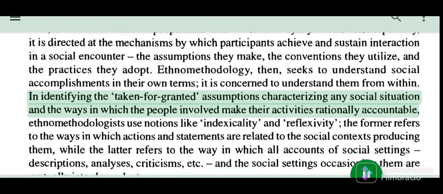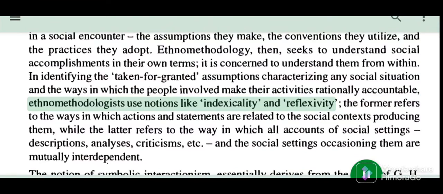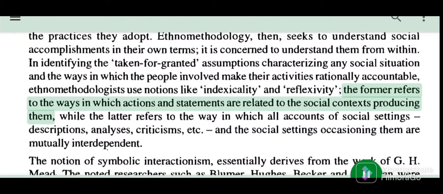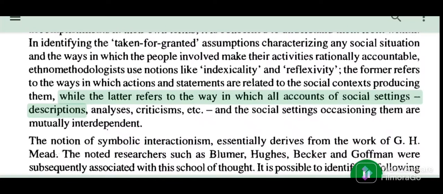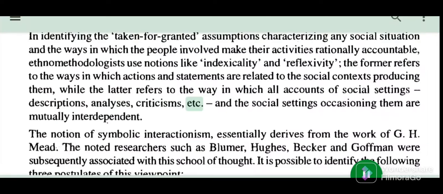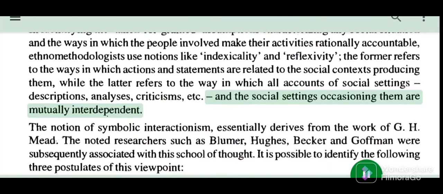In identifying the taken-for-granted assumptions characterizing any social situation, and the ways in which the people involved make their activities rationally accountable, ethnomethodologists use notions like indexicality and reflexivity. The former refers to the ways in which actions and statements are related to the social contexts producing them, while the latter refers to the way in which all accounts of social settings, descriptions, analyses, criticisms, etc., and the social settings occasioning them are mutually interdependent.